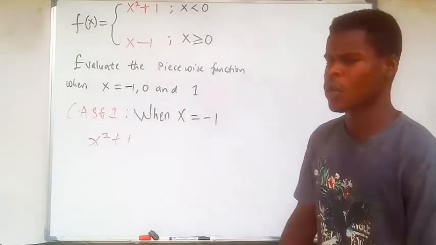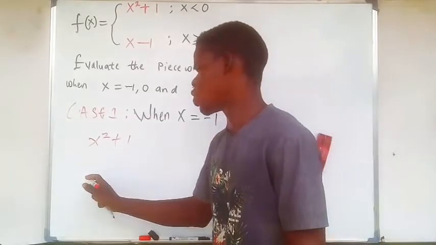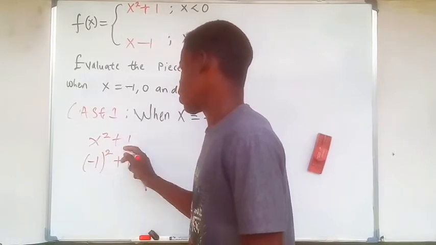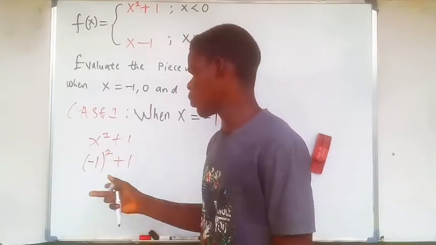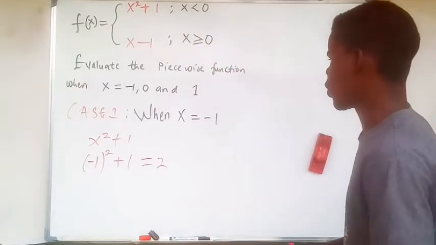So x squared plus 1. Okay, so what's our value of x? The value of x is -1. We just bring in -1 right there in place of x. So this becomes -1 squared plus 1, which is 1 plus 1, equals 2. That is the value.